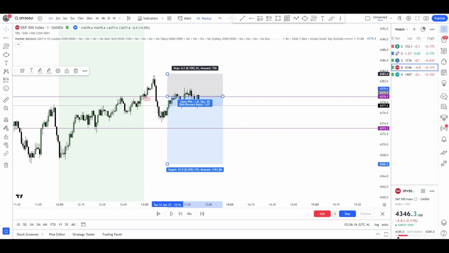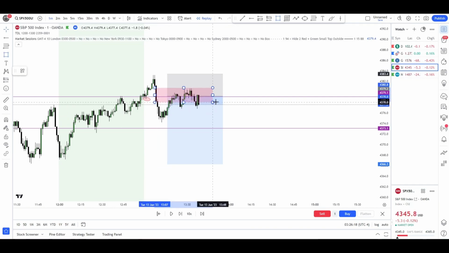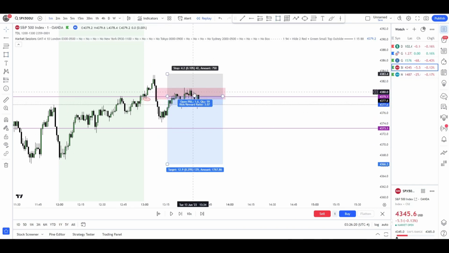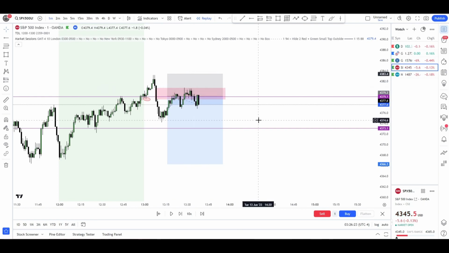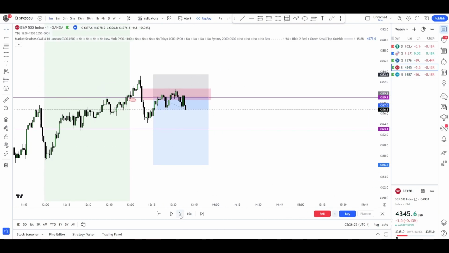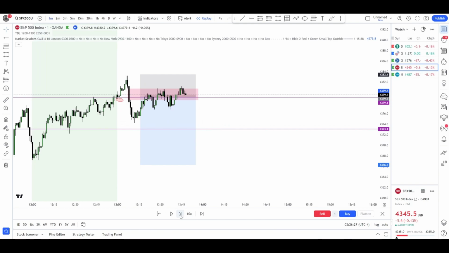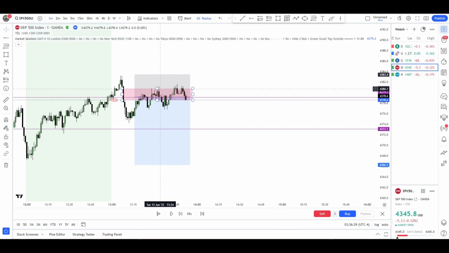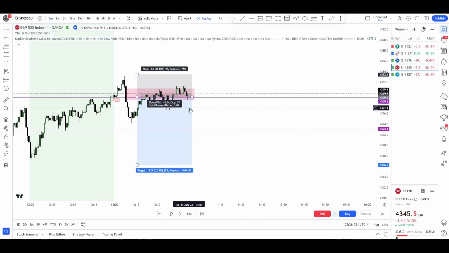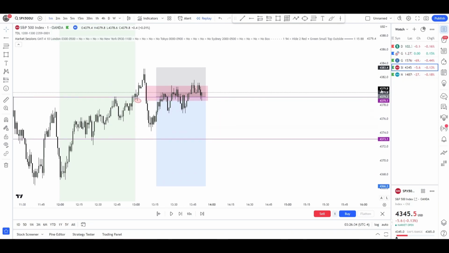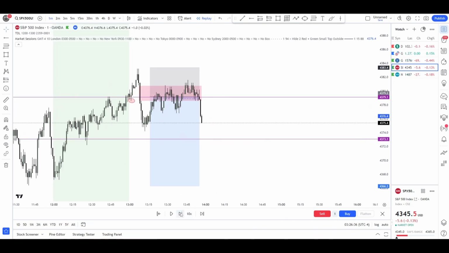Now we filled the fair value gap right here on the 1 minute, and we can see the bodies it respects. So yeah, it looks good. Bodies are still respecting the fair value gap, like precisely. So this looks like a trade that could go home.